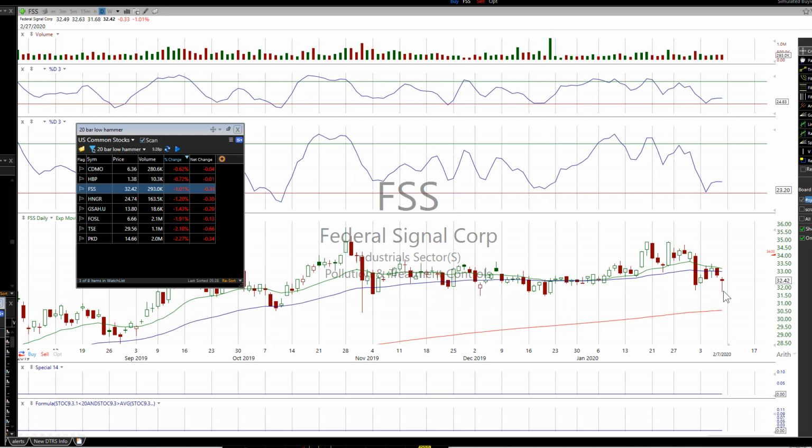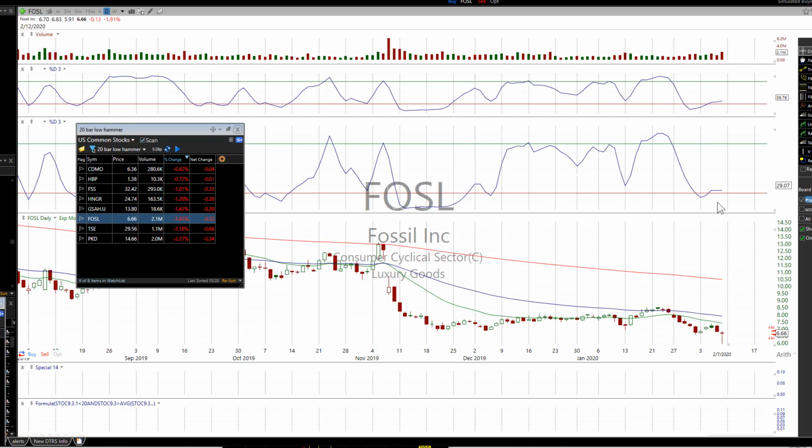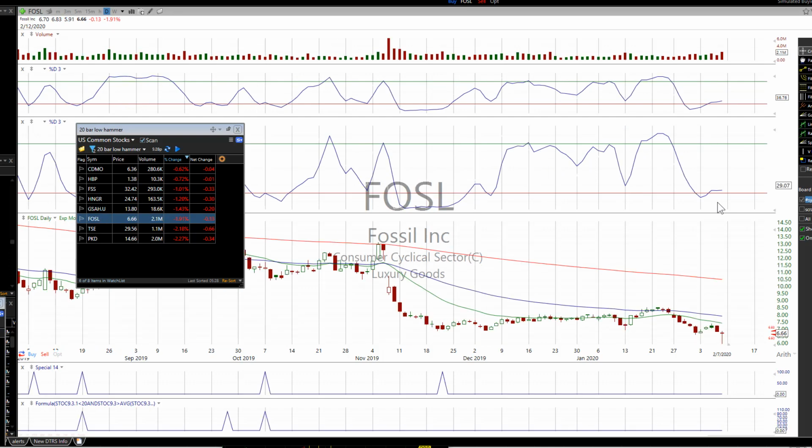taking out the lows, closing on the highs, having that big candle. In some cases, like I said, there will be divergence also. There's one here. Fossil is interesting.